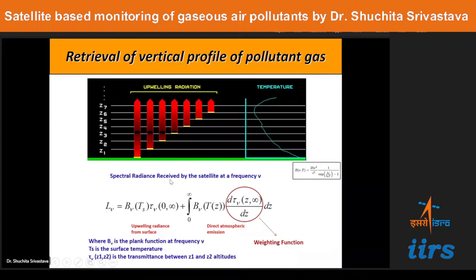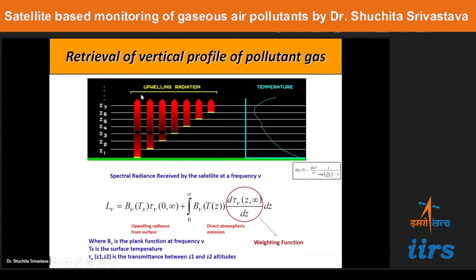Suppose the spectral radiance received by the satellite at frequency nu is given by L nu. Then it will be equal to B nu Ts, where it is the surface term. B nu Ts is the Planck function at surface temperature, that is Ts. Ts is the surface temperature, nu is the frequency, and B nu Ts is the Planck function.